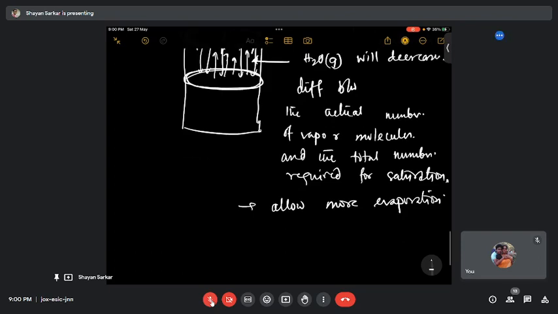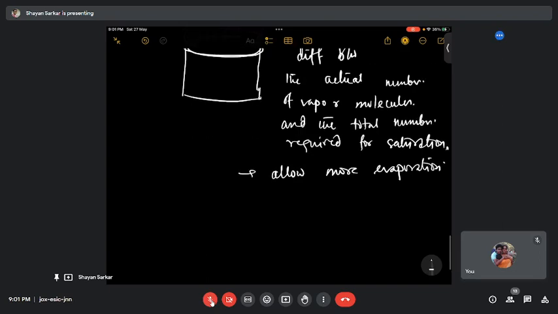And what are the factors that influence the evaporation? What are the factors? The major factor is the temperature. Temperature is the major factor. Warm water will evaporate more rapidly than the cold water. Okay.